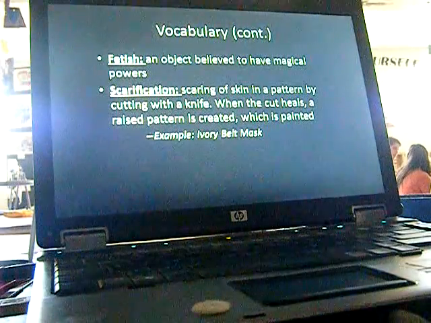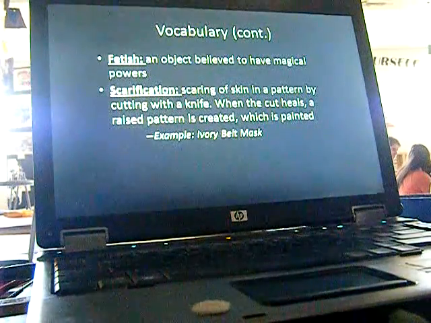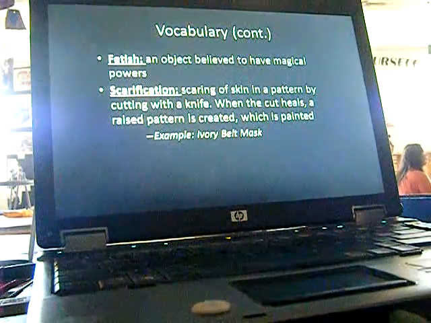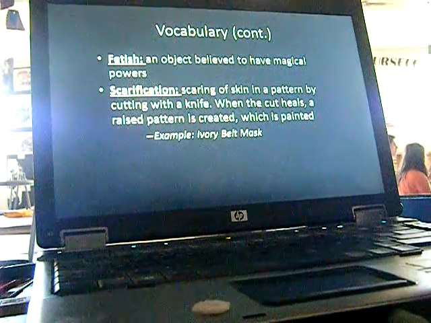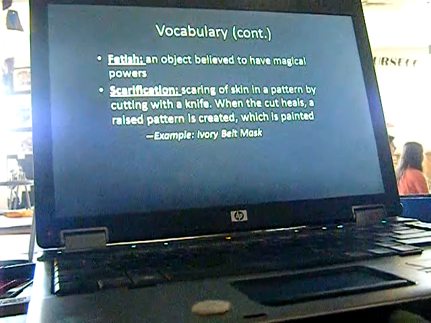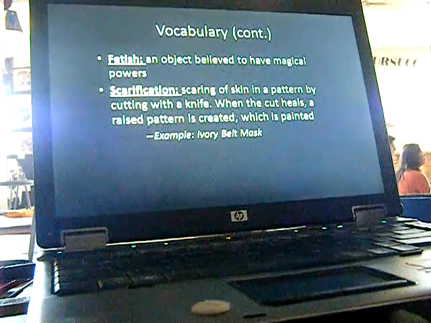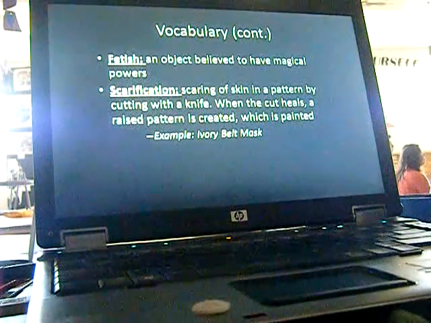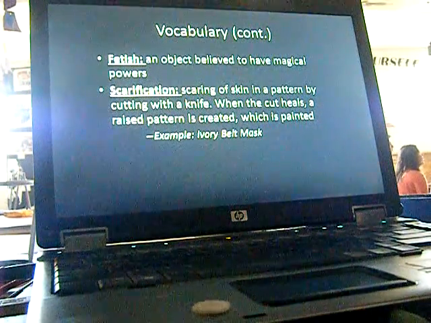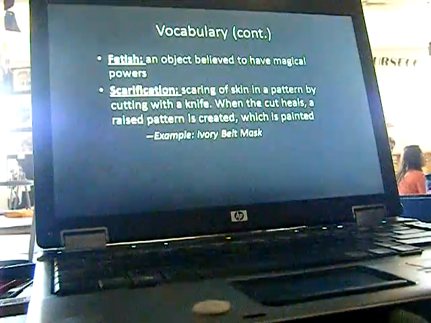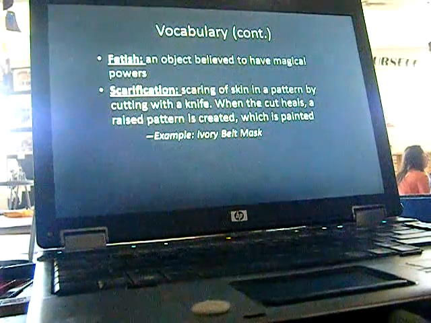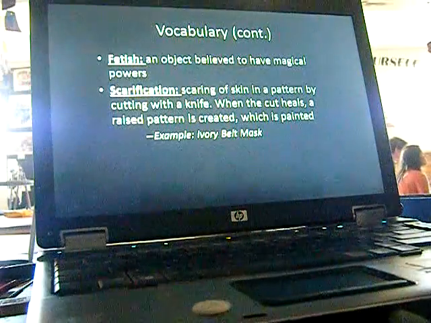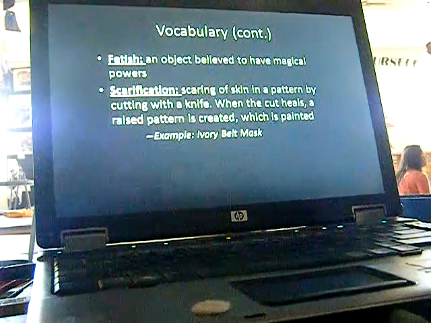And the other two things are a fetish, which is an object believed to have magical powers, and then scarification, which is the scarring of skin. You do that by cutting yourself with a knife, and then once the cut heals, a raised pattern is created and it's painted. Why? Because they're African. And the example of that is the ivory belt mask, which we'll also look at.